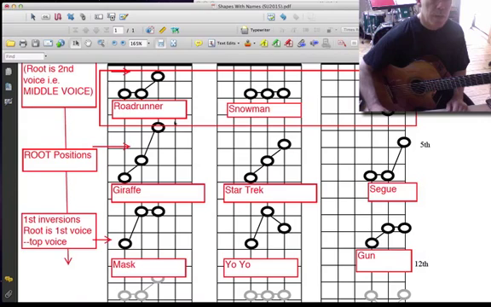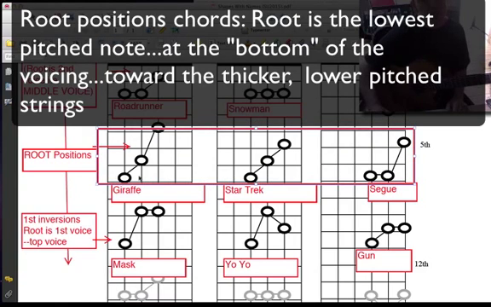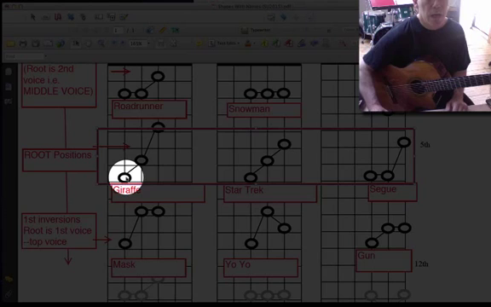Okay, for root position chords, that's kind of a no-brainer. The root is the lowest note, like the root of a tree, the lowest pitch note. So there's the root of that chord, there's the root of that chord, and there's the root of that chord.